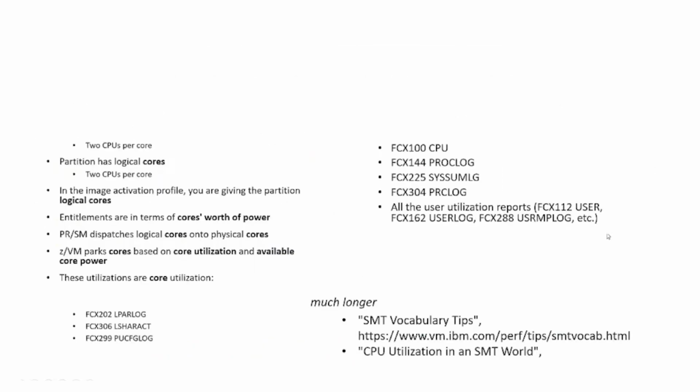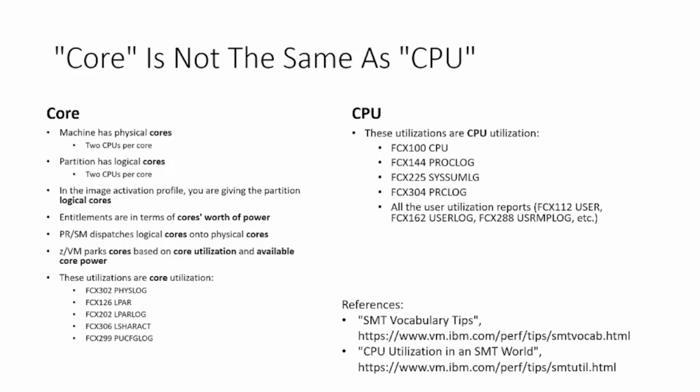All right. The last thing I want to talk to you about is cores and CPUs. I've talked about cores an awful lot. If you're running SMT2, you really need to understand the difference between a core and a processor. I've included some attributes here for cores. You configure the partition with logical cores. The machine has physical cores. In the image activation profile, you're giving the partition cores. And then when you turn on SMT2, you're splitting each one of those cores into two processors, the IFL cores anyway. The CPs and zIIPs and stuff don't get split, but the IFLs do.